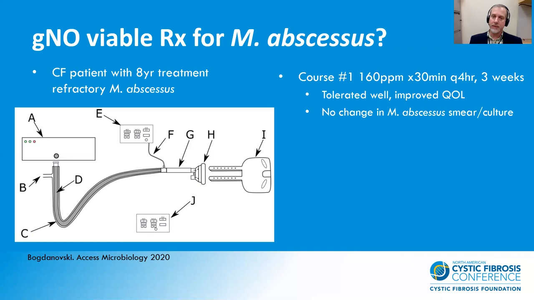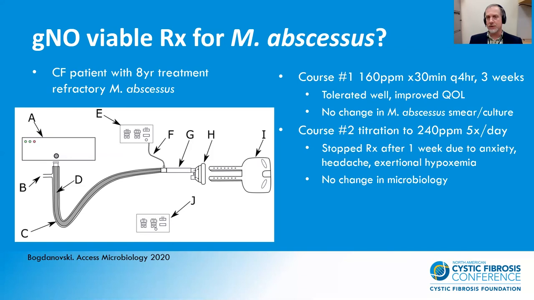And this time, we titrated her concentration over 2 days from 160 parts per million to 240 parts per million, closer to the concentration used in the prior in vitro study, and administered this 5 times a day. This had to be stopped early after a week due to development of anxiety, headache, and exertional hypoxemia.